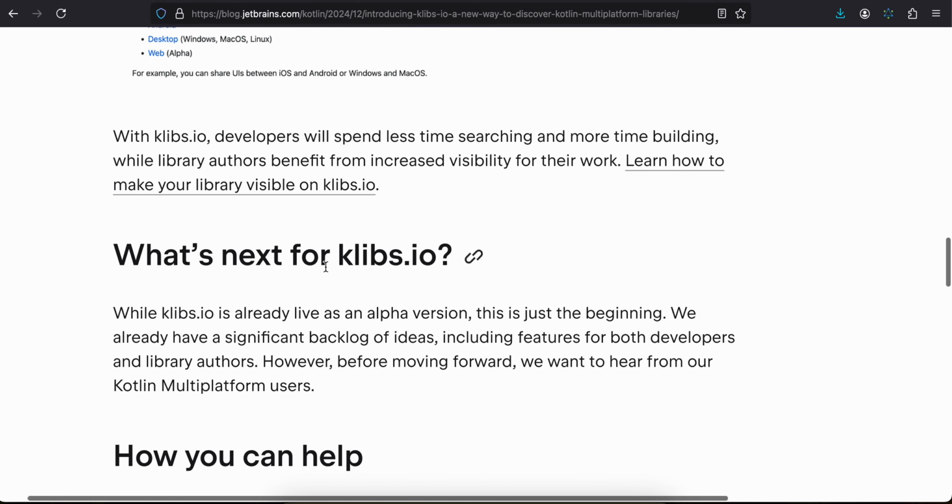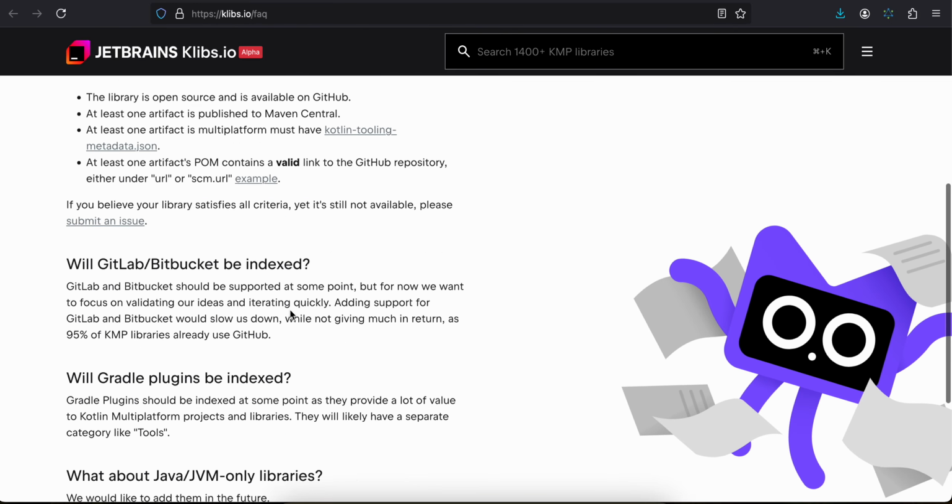With klibs.io, developers will spend less time searching and more time building, while library authors benefit from the increased visibility for their work. Learn how to make your libraries visible on klibs.io. So yeah, if you want, you can go to this particular documentation.